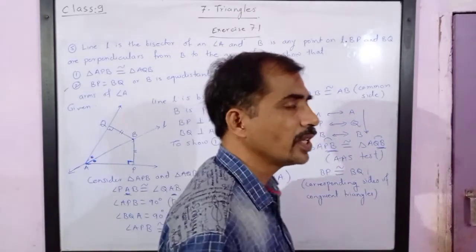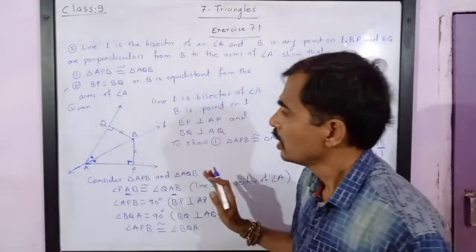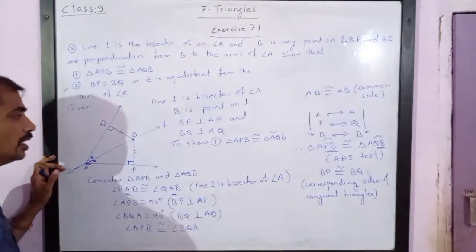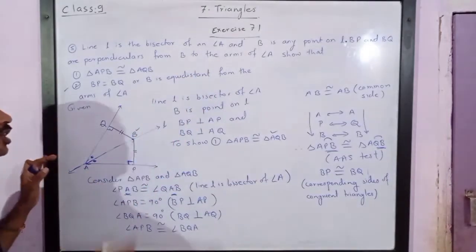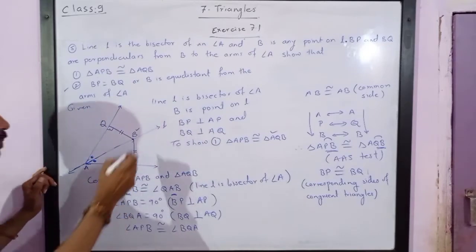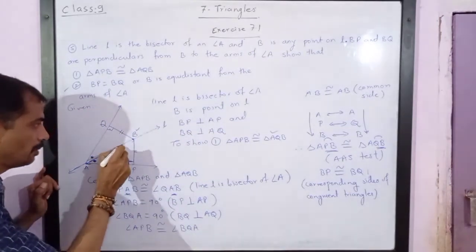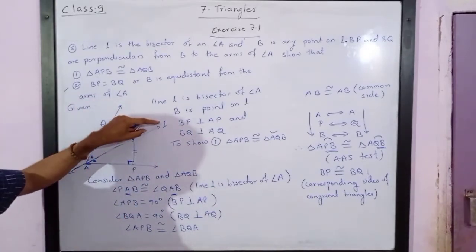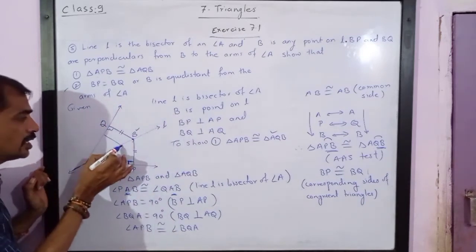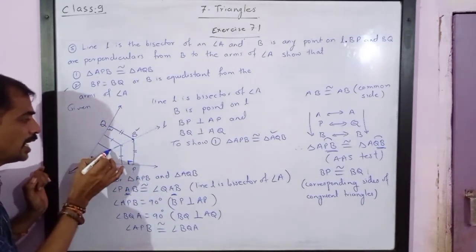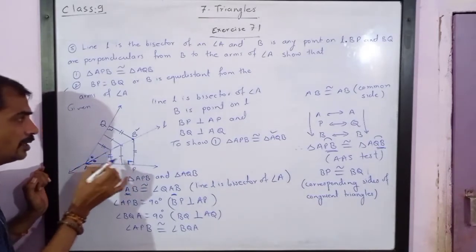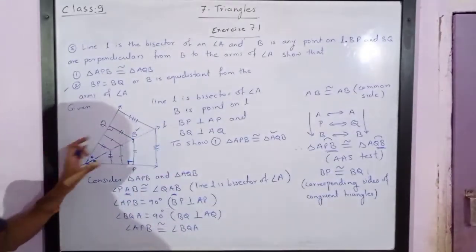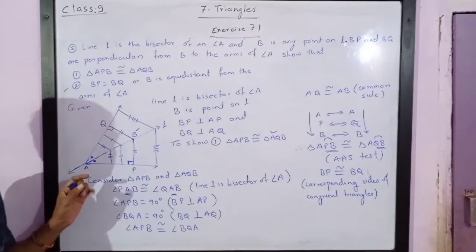Dear friends, we have reached a very important conclusion here. See what we have found. We have found that BP and BQ are equal. What is B? B is any point on the angle bisector. Now B can be here, here, here, anywhere on the angle bisector. If B is any point on the angle bisector, we will get this equal to this. If B is here, this part is equal to this part. So what are we finding? We have reached a very important result.